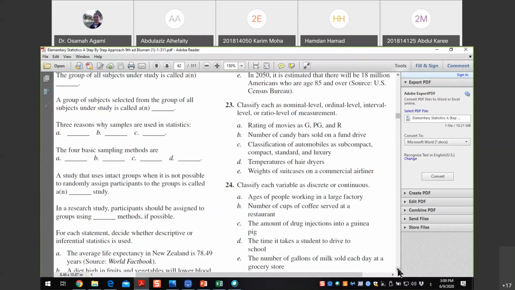You have four types of level: nominal, ordinal, interval, and ratio. Number... Nominal. Sorry, nominal.